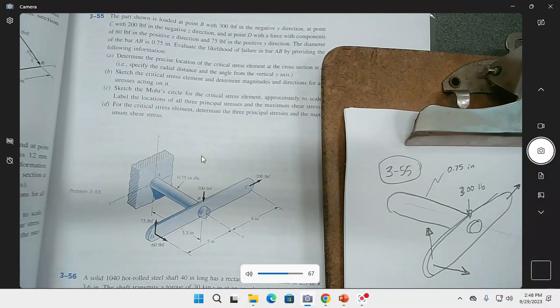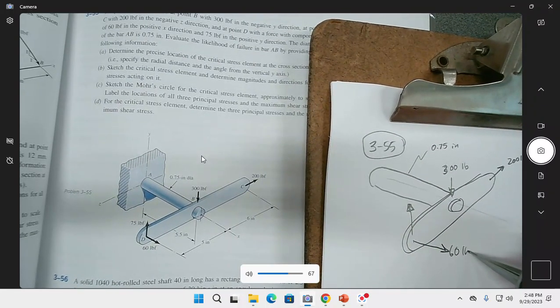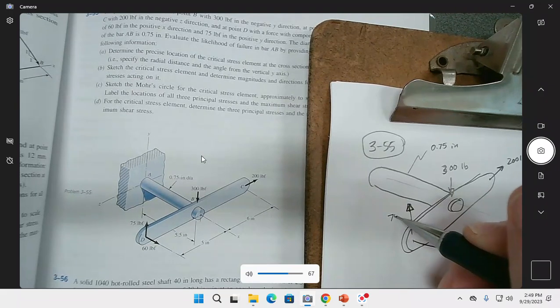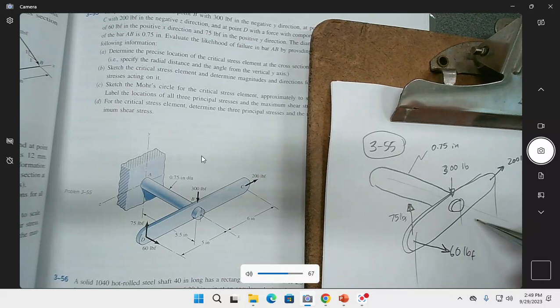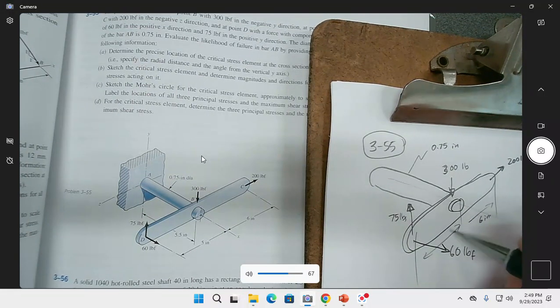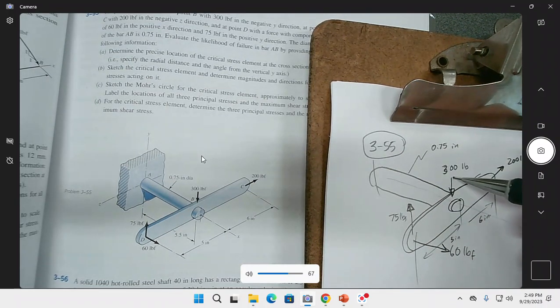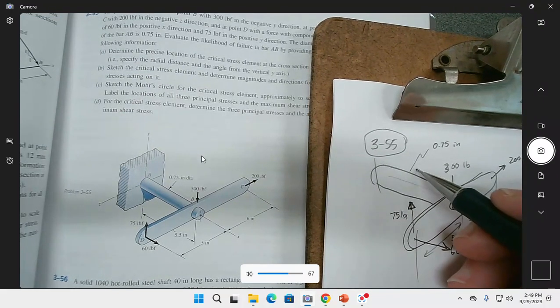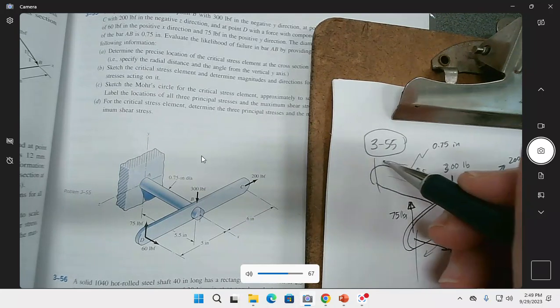All right, so let's see. This one's 60, and this is 75. And let's see, these distances are 6 inches and 5 inches. I didn't leave myself a whole lot of room here. This is 5.5 somehow. 5.5. This is not dimensioned very well by me.